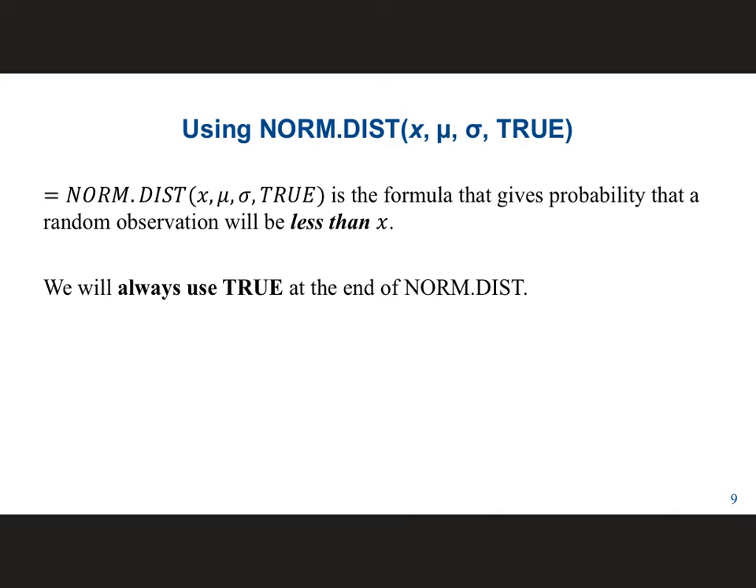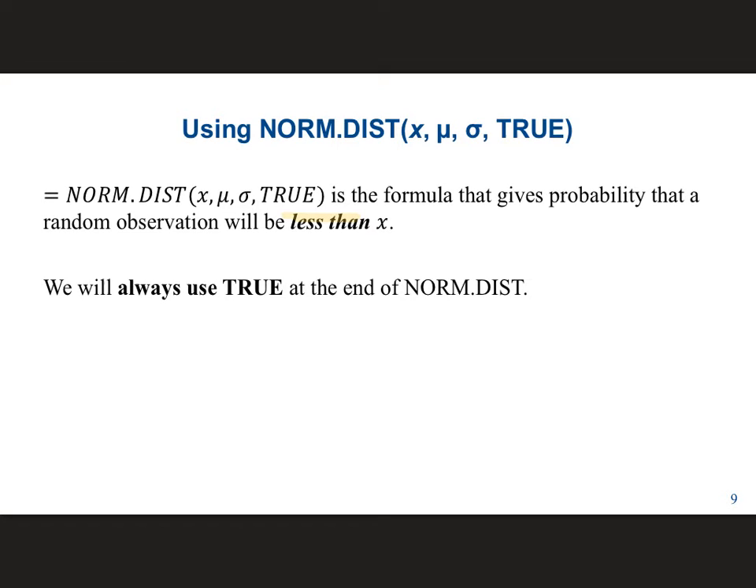So we will be using a new formula in Excel. It is equals norm.dist, and then you'll have your x value, your mean, your standard deviation, and true. This is the formula that gives the probability that a random observation will be less than x. Now pay attention here. I have less than x, and that is because Excel will only calculate values left to right. So if we have to find something that's greater than, there's a little more we have to do, and I'll be showing you some examples in just a minute.